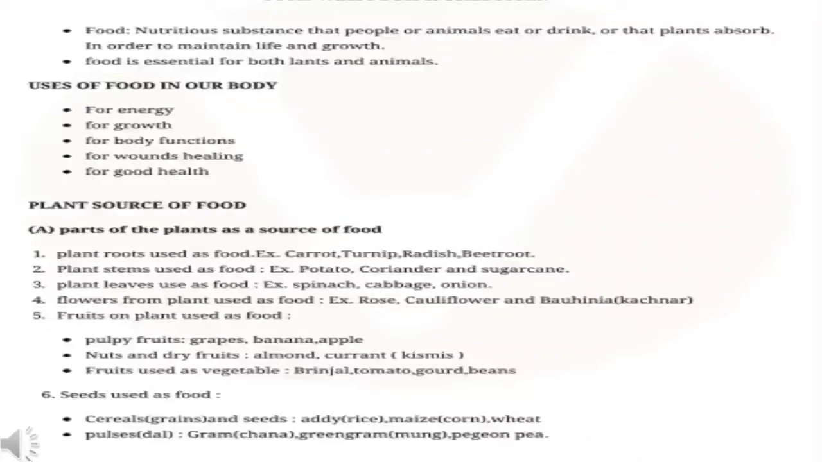Plant leaves used as food: spinach, cabbage, onion. Plant flowers used as food. Example: cauliflower. Plant fruits used as food: banana, apple. Some seeds are also used as food, like cereals and pulses: paddy, maize, wheat, gram, etc. And some food, as I told you, comes from animals. Example: milk, eggs, fish, honey, meat.